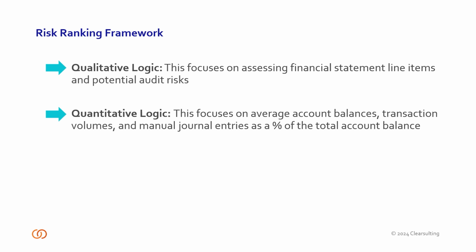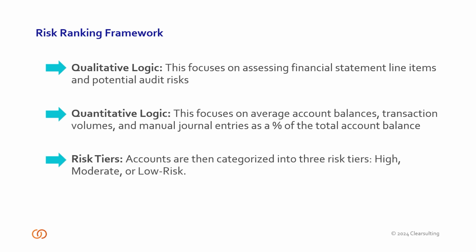So based on this analysis, accounts are then categorized into three risk tiers: high, moderate, or low. Each risk tier dictates the frequency and due dates of the reconciliations for that account. High-risk accounts might require monthly reconciliations, whereas low-risk accounts might be reconciled quarterly or even annually.